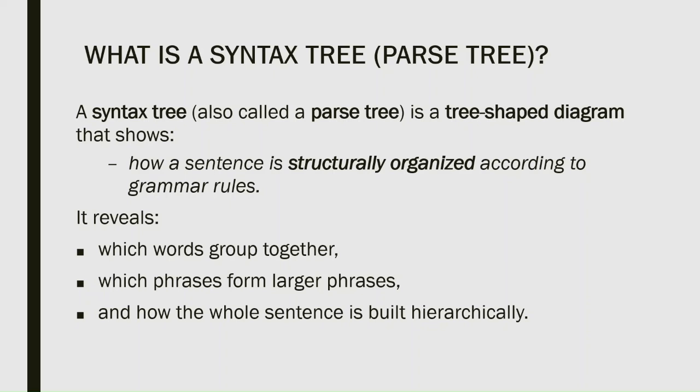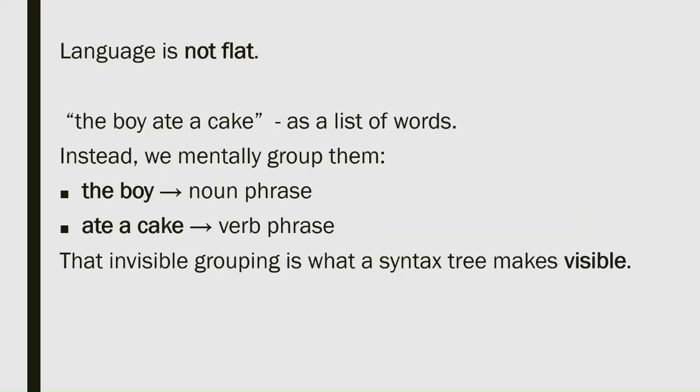If you say how a sentence is structurally organized according to the rules specified, then it is a syntax tree. Language is not flat. If you take the sentence, the boy ate a cake, it is a list of words. Instead, we mentally group them: the boy can be a noun phrase, ate a cake can be a verb phrase. This is the invisible grouping that a syntax tree makes visible.